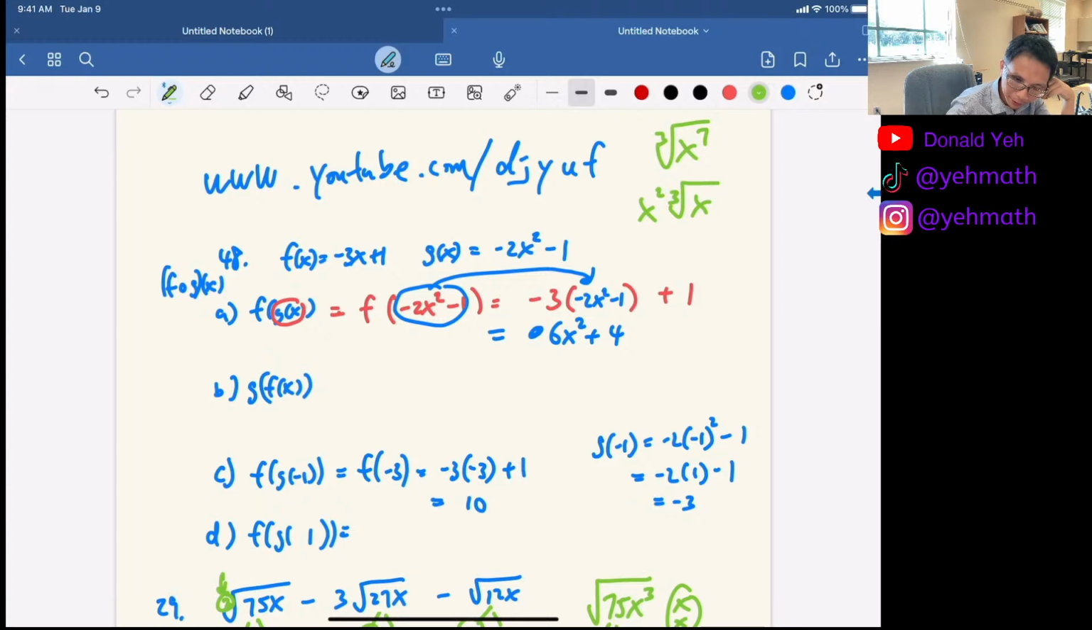So I'm going to go back and do this one. This one is going to be g. F of x is going to be negative 3x plus 1. And I use the negative 3 something minus 1. This something is going to be negative 3x plus 1 squared.